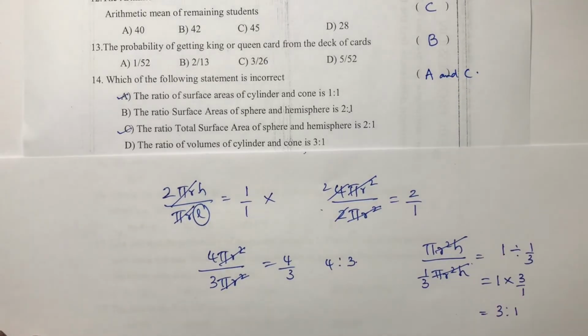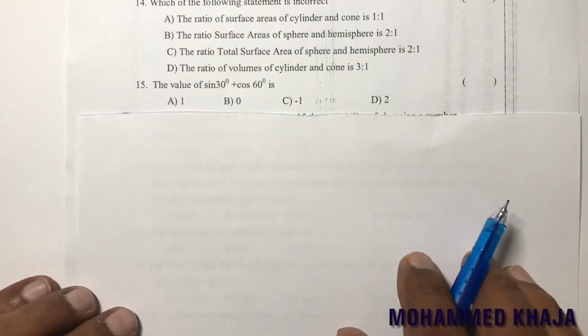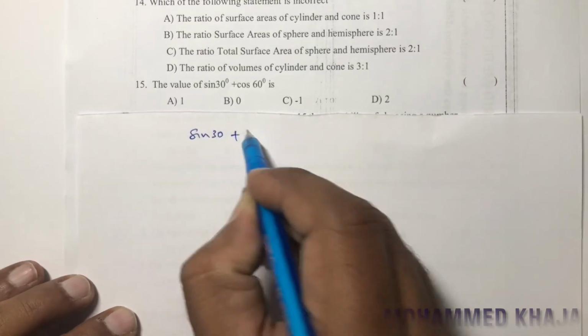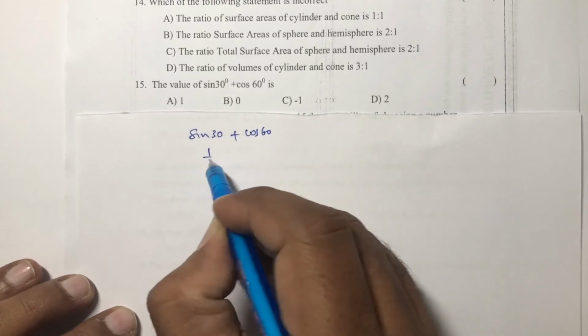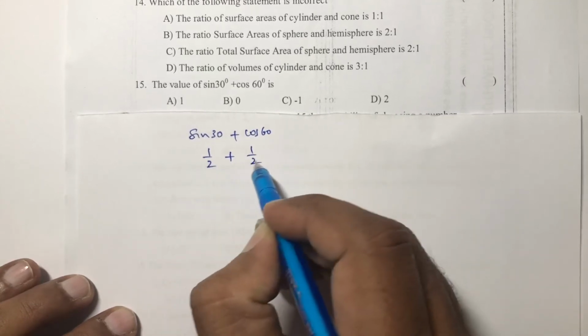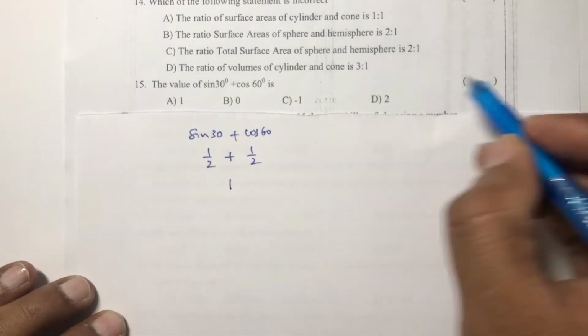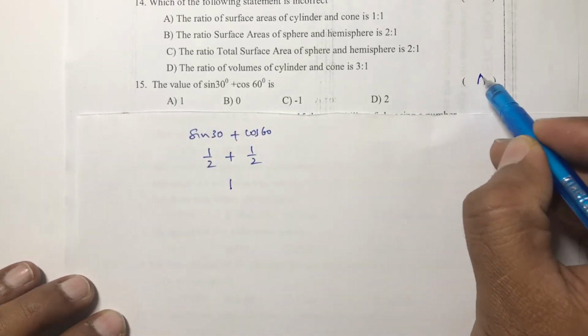A and C. The value of sin 30 plus cos 60. Sin 30 is 1 by 2. Cos 60 is 1 by 2. So 1 by 2 plus 1 by 2. Half plus half is 1. So the correct option is A.